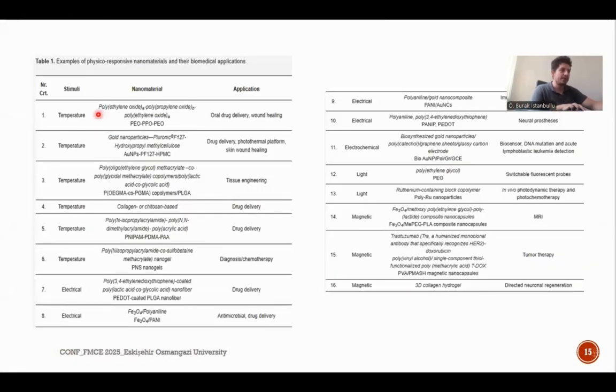This table summarizes various utilizations of smart nanomaterials having different stimuli sensitivity. For instance, while electrically responsive iron oxide and polyaniline nanostructures are used in antimicrobial or drug delivery applications, when the iron oxide is combined with a methoxypolyethylene glycol polylactic composite, they can be used as an MRI contrast agent.